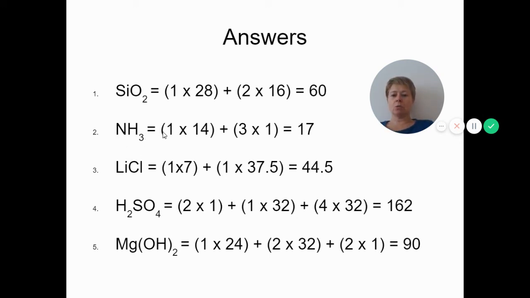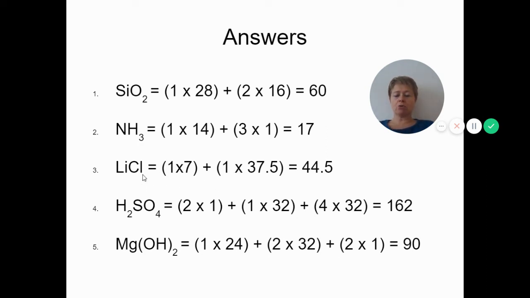We've got 1 nitrogen atom with a mass of 14, 3 hydrogen atoms with a mass of 1. So 1 times 14 is 14. 3 times 1 is 3. Add them together, you get 17. So if you can be marking these as you go through.